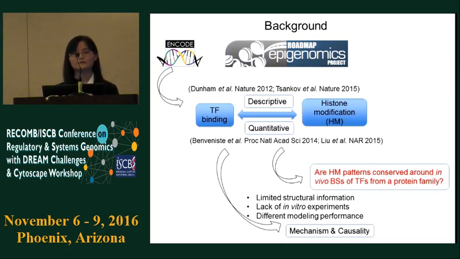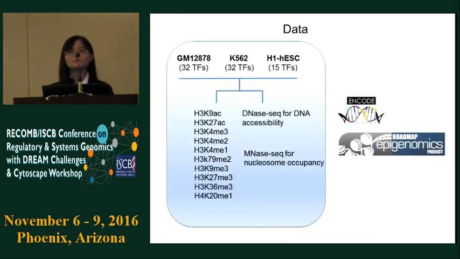But we did observe different modeling performance when we add histone modification patterns to predict TF binding specificity. So we asked, can we answer some questions in the middle by taking into account the secondary structure of the TFs? TFs from the same protein family usually have evolutionarily conserved DNA binding domains. So with these similar DNA binding domains, do they also recognize conserved HM, or histone modification, patterns around their binding site? To answer this question, we took advantage of the ENCODE and Roadmap project resources.